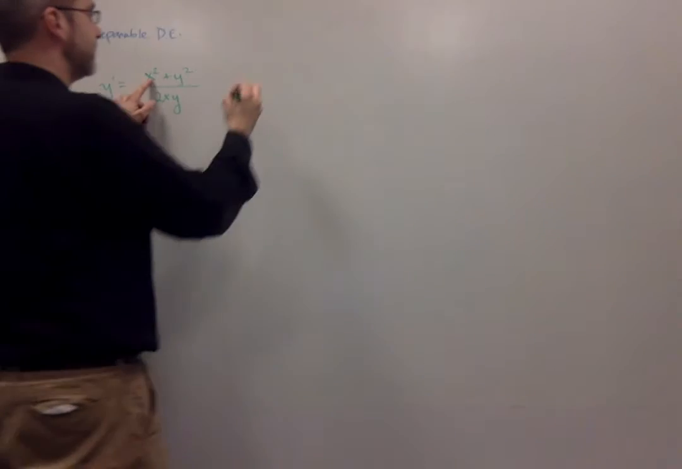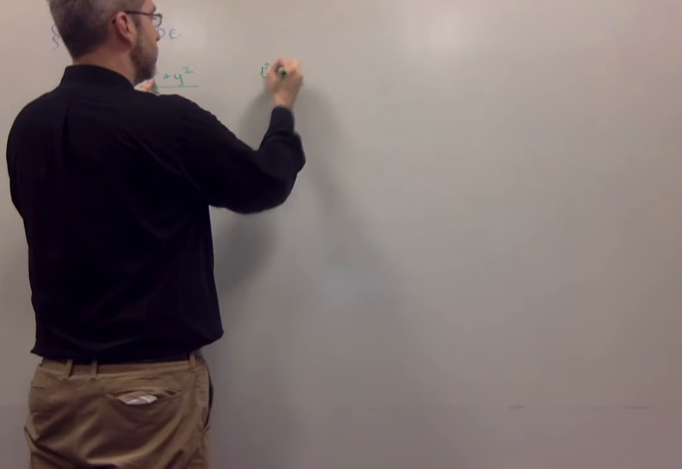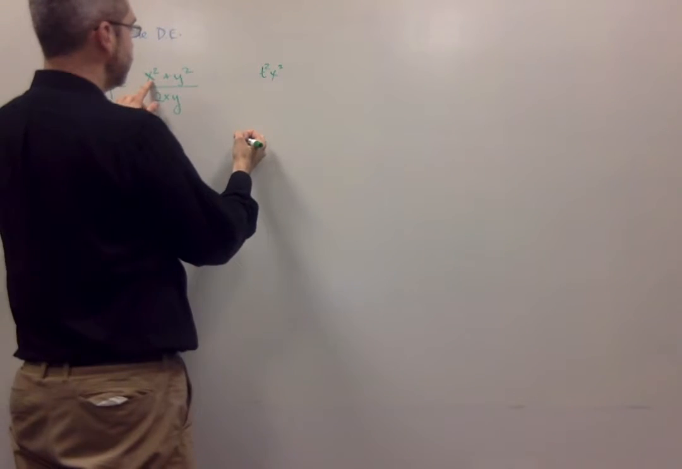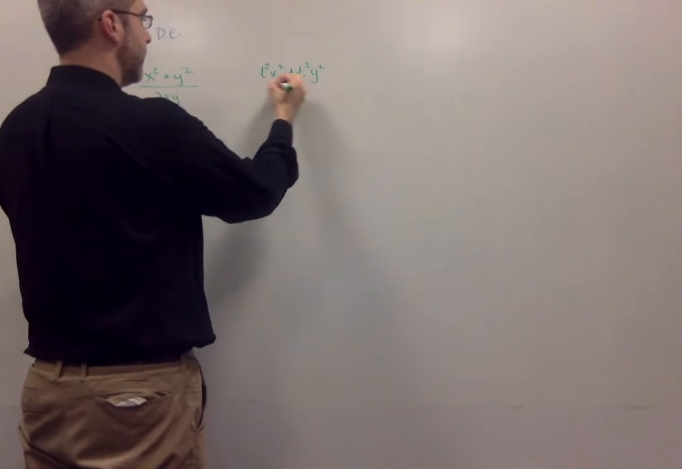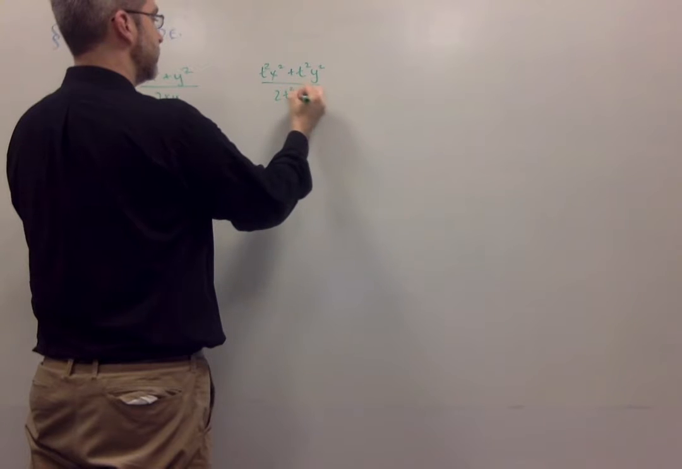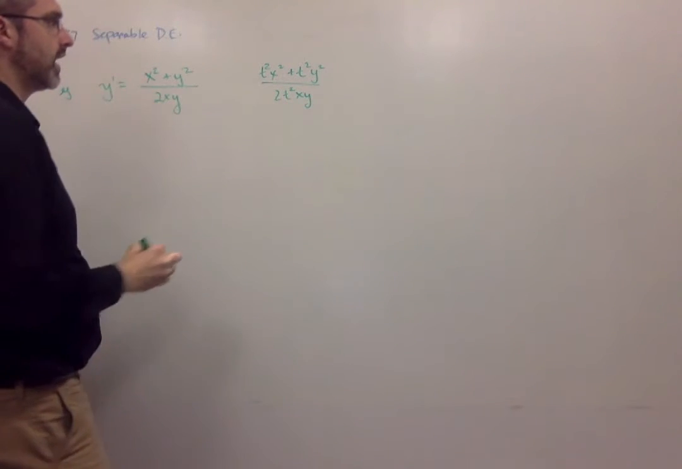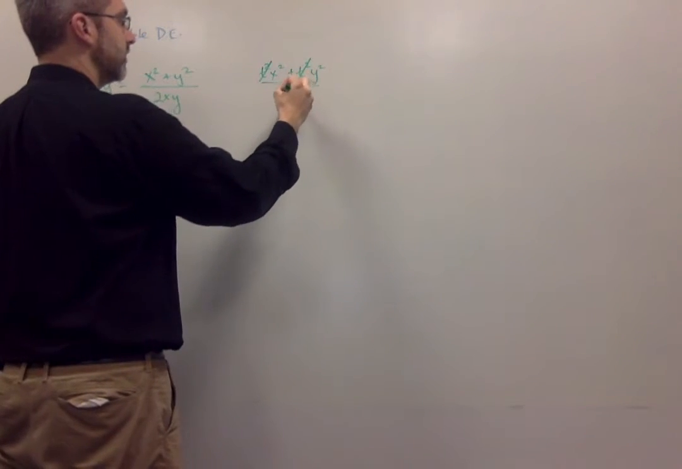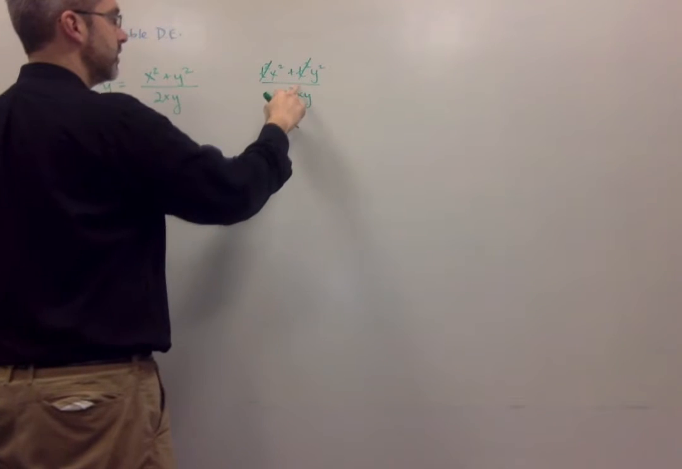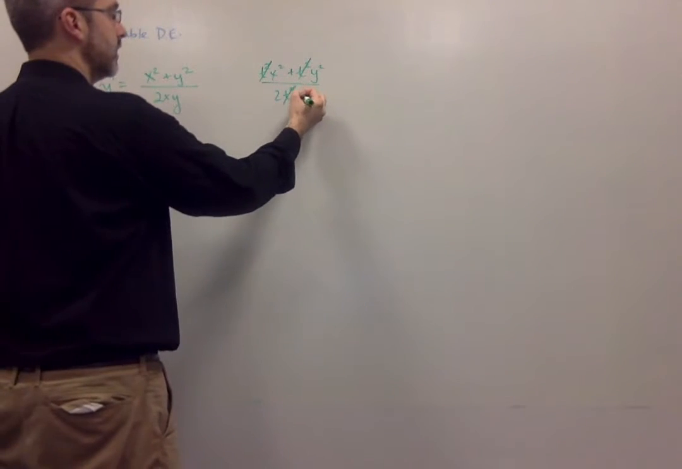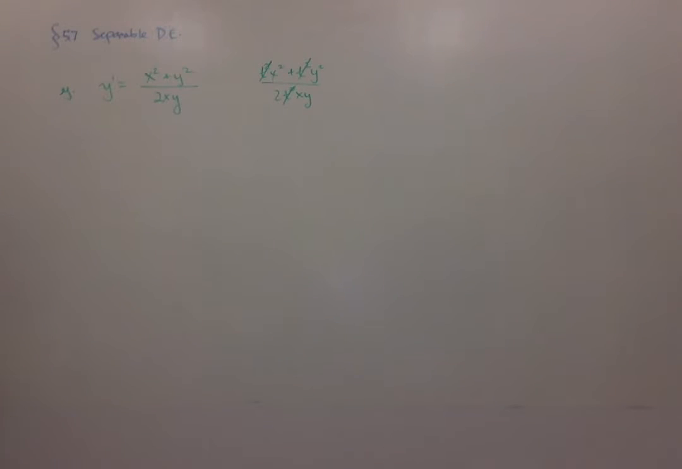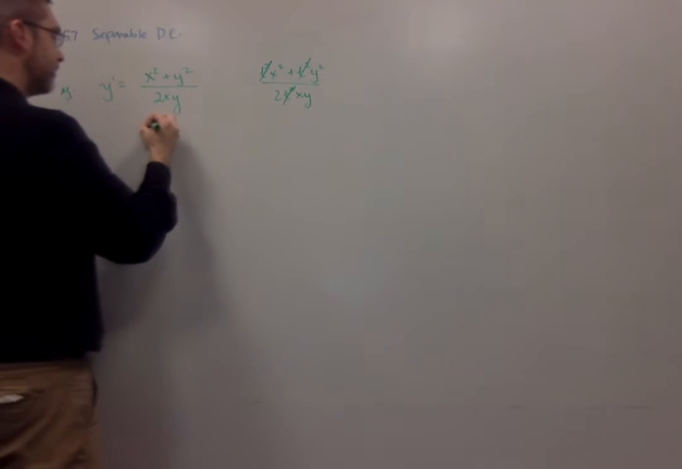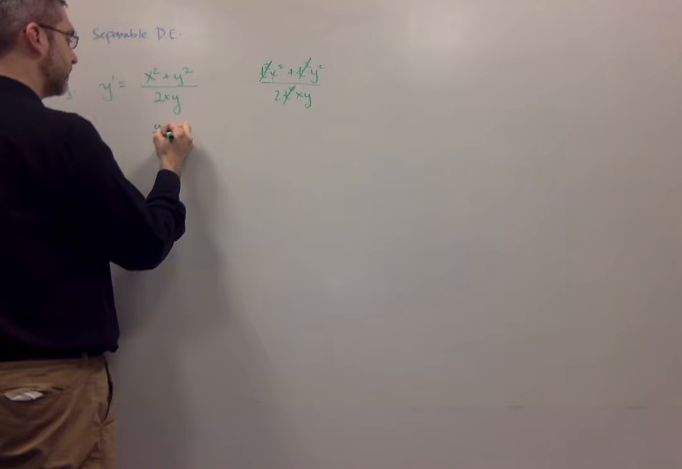So if I plugged in tx wherever there's an x, I would get t squared here, a t squared here for the y, and then over 2, and I'd get t squared again, one from the x and one from the y. So those would cancel, and I would get the original equation that I had before. So this would be homogeneous, and the degree would be 0. Okay, there's no t to the n out front.